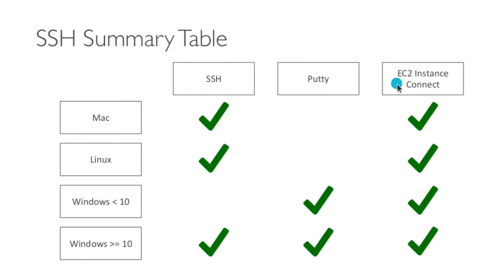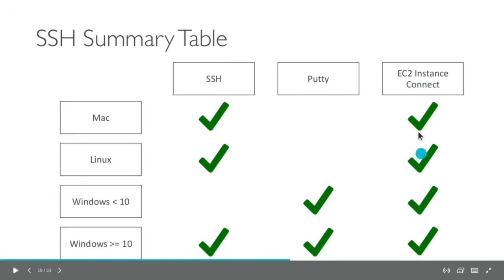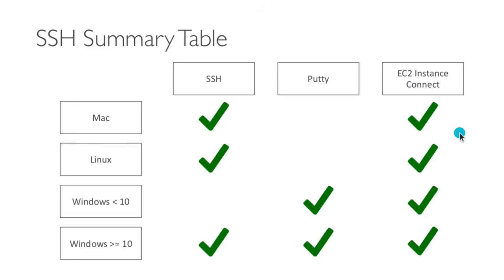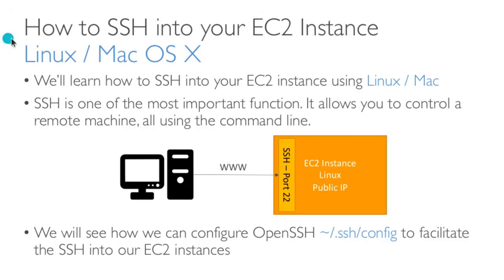So we used EC2 Instance Connect to get into our instance, and if you are using Windows, you can use PuTTY. If you are using Linux or Mac, you can use the SSH command as well. But it's good to use Instance Connect because you don't need to download any other software, and I use that a lot. Next is how to SSH into your instance.